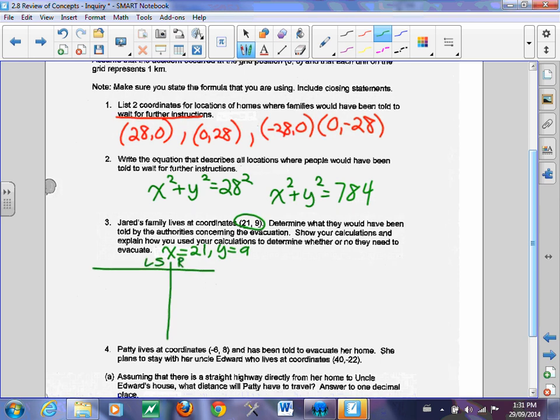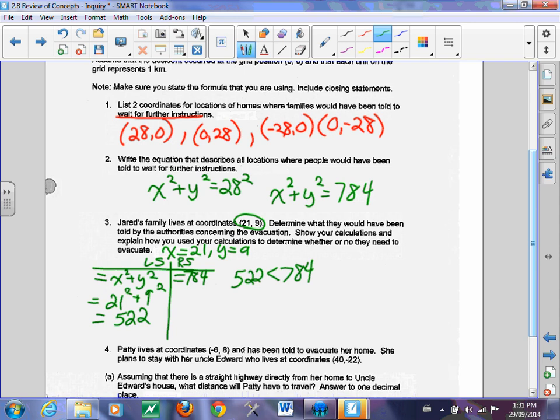So we know left side and right side. On our right side, we already know from our equation up above that's 784, right? The left side is x squared plus y squared. Sub in our values, so it's going to be 21 squared plus 9 squared. Use your calculators, folks, and you're going to get 522. Think about that. Is 522 less than 784? Yes, it is. So you're going to say 522 is less than 784.